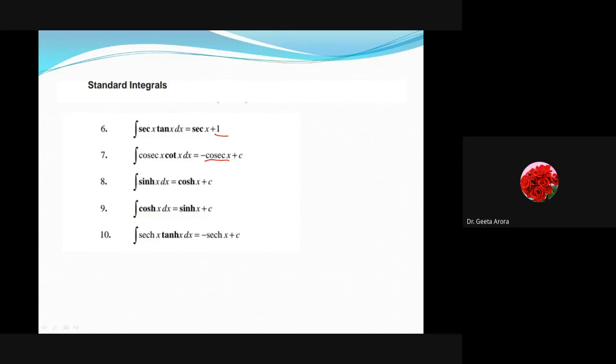Now, what is the change between the hyperbolic and the normal functions? When we are talking about the normal functions, the derivative of sin x is cos x and the derivative of cos x is minus sin x. But when we are working with hyperbolics, the derivative of cos hyperbolic x is sin hyperbolic x and the derivative of sin hyperbolic x is cos hyperbolic x, both coming out positive. Right? For the normal function, the derivative of cos x is minus sin x. So this is the only change.